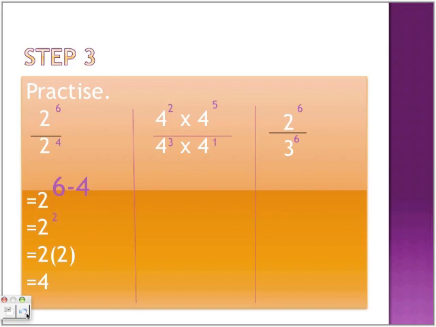For the next one, we have a combination of both the things we learned. So the first thing you're going to do is the multiplication. So it's 4 to the power of 2 plus 5 over 4 to the power of 3 plus 1. And that will give you 4 to the power of 7 over 4 to the power of 4. And then for division, you're going to subtract 7 minus 4. So you have 4 to the power of 7 minus 4. And that gives you 4 to the power of 3. And the answer to 4 to the power of 3 is 64.